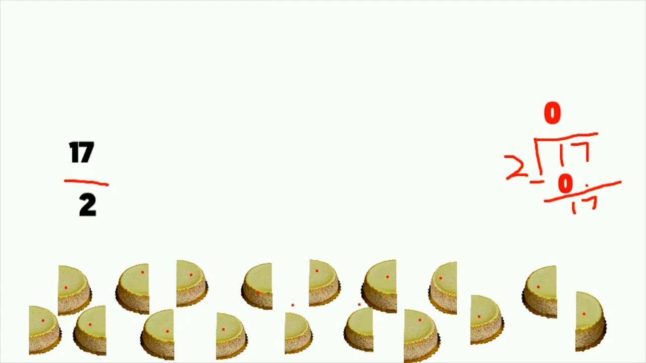How many times does 2 go into 17? Well, it goes in 8 times. That means that 2 times 8 equals 16, so we can subtract 16 from 17. There's nothing to bring down, so we end up getting a remainder of 1. Now we need to see if this matches.